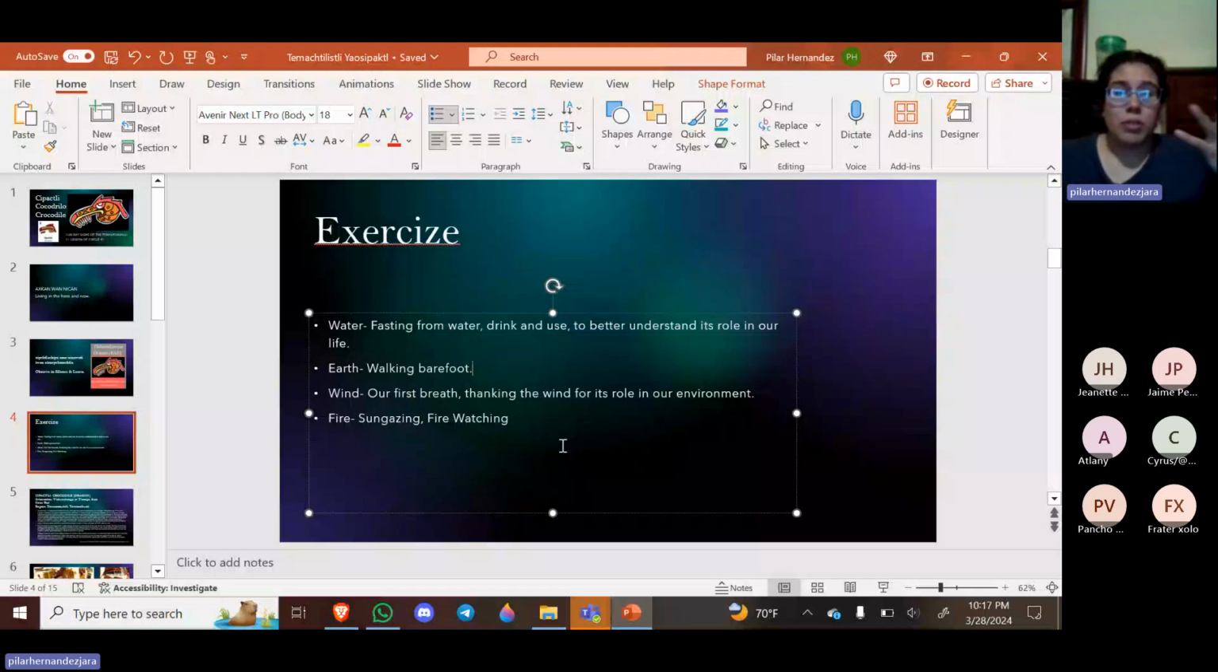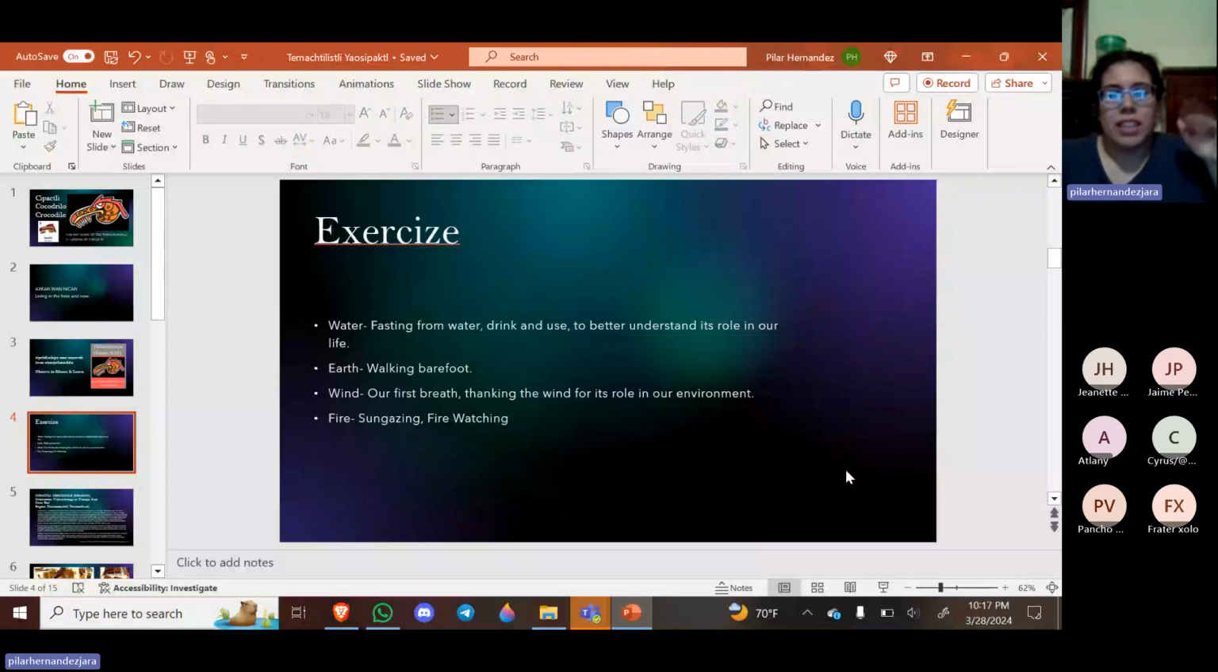And as for fire, sun gazing is hard for me. Like in the city in Houston, it's all flat. You can't really look at the sun while it's setting. But I have gotten into burning a fire, watching the fire, talking to the fire.